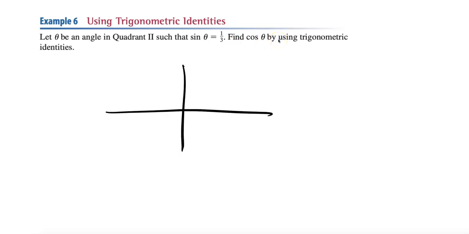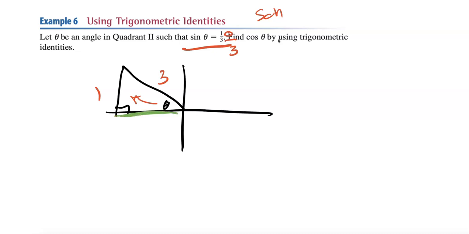So let's draw a triangle in quadrant 2 like it says, like that, right? And I know a couple things. Well, I know one thing. I know sine is 1/3. So SOHCAHTOA. So opposite is 1, hypotenuse is 3. And I could use that to find the missing side.